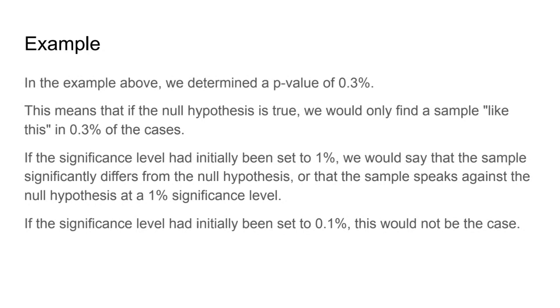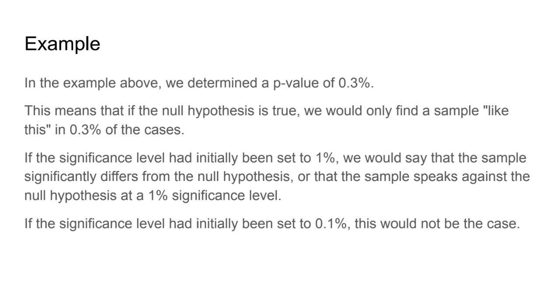So if we, for example, have initially set the significance level to be 1%, then here we would say that the sample significantly differs from the null hypothesis. The sample which we found is even more surprising than what we have set as a minimum level of surprise in order to reject the null hypothesis. We can also say in this case that the sample speaks against the null hypothesis at a 1% significance level.